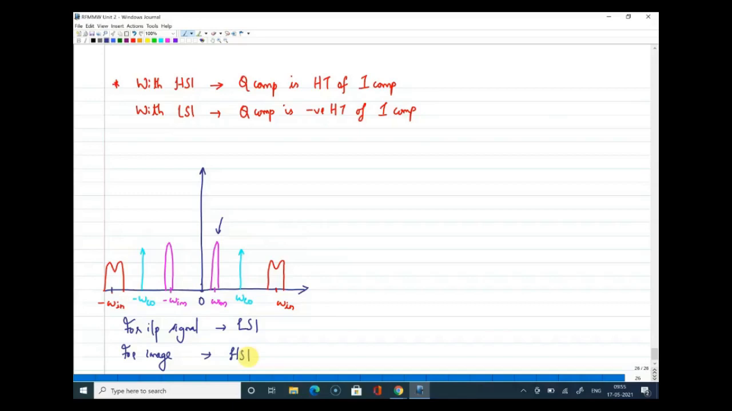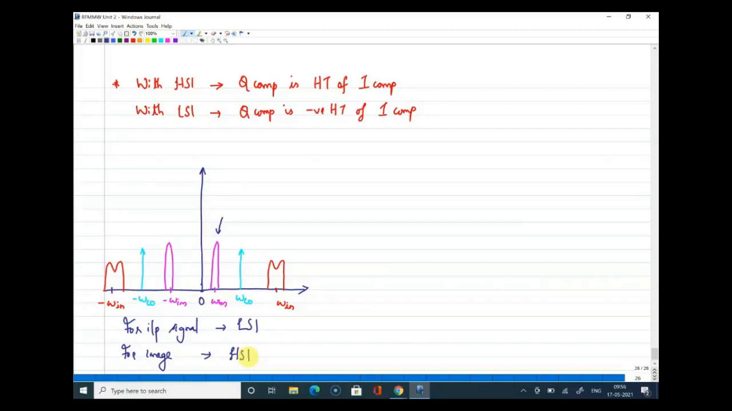Yes, Lalit, we do have preference, depending on the architecture, whether we will go for low side injection or high side injection. One example you can see here is in the case of image reject receivers. That is why I am explaining this. So I think from the spectrum, it is clear that for your input signal it is a low side injection, and for your image it is a high side injection.